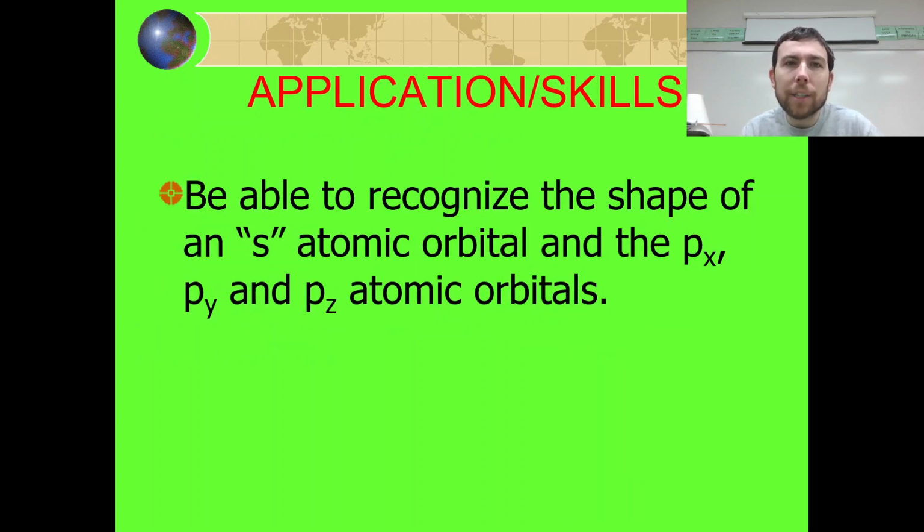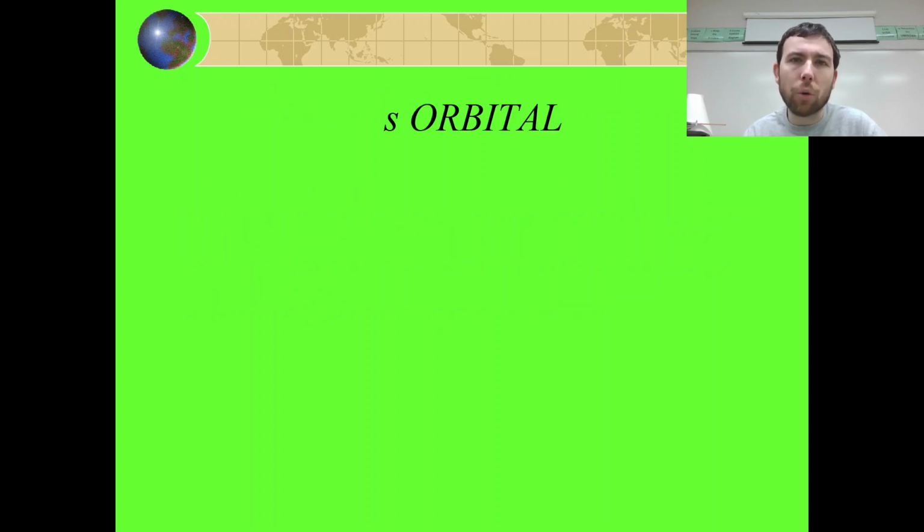Now, as we're moving forward, you should be able to recognize the shape of s atomic orbitals and the px, py, and pz atomic orbitals. So essentially I'm asking you, what are their shapes? What do they look like? And so let's first start with our s orbital.